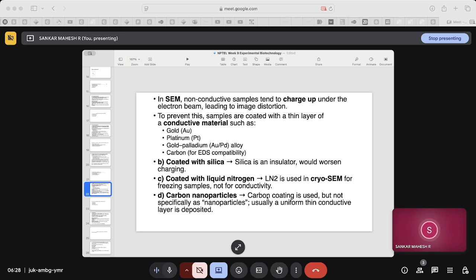Now carbon nanoparticles, like it is mentioned here, carbon is used for making it conductive, but they don't mention nanoparticles. And like we mentioned earlier, as long as you have a uniform coating, you'll be able to get the morphology back in SEM. Right.